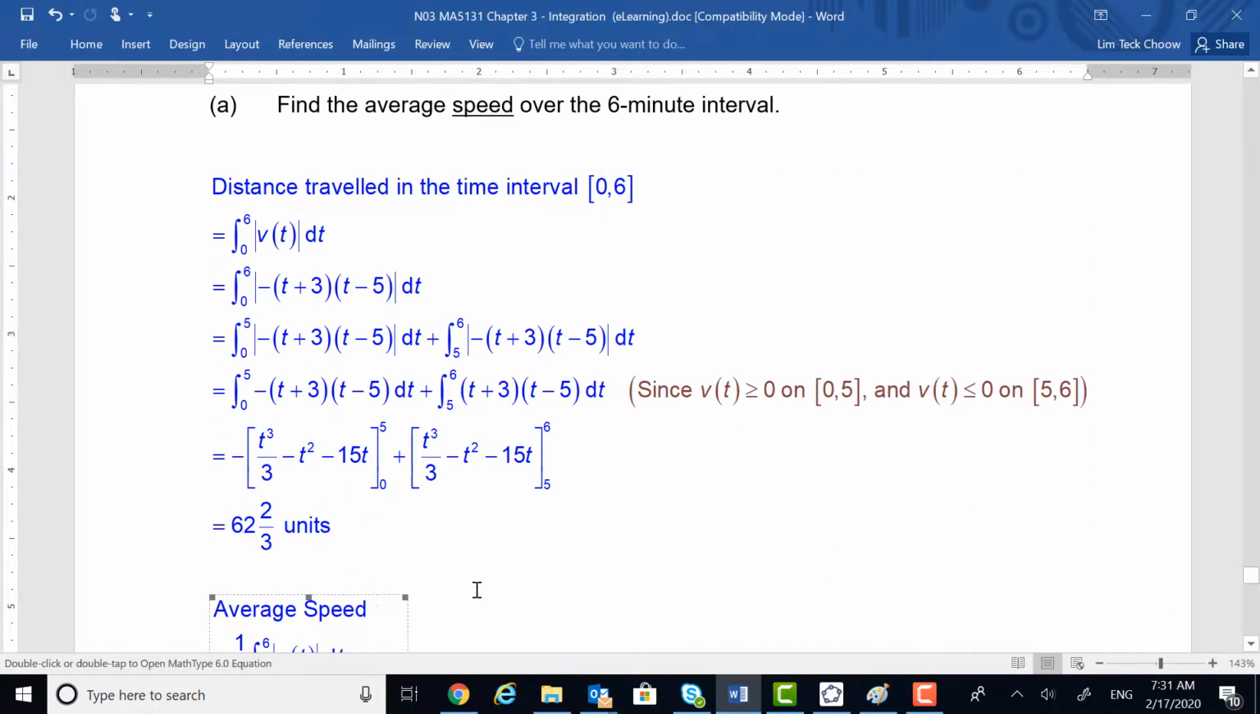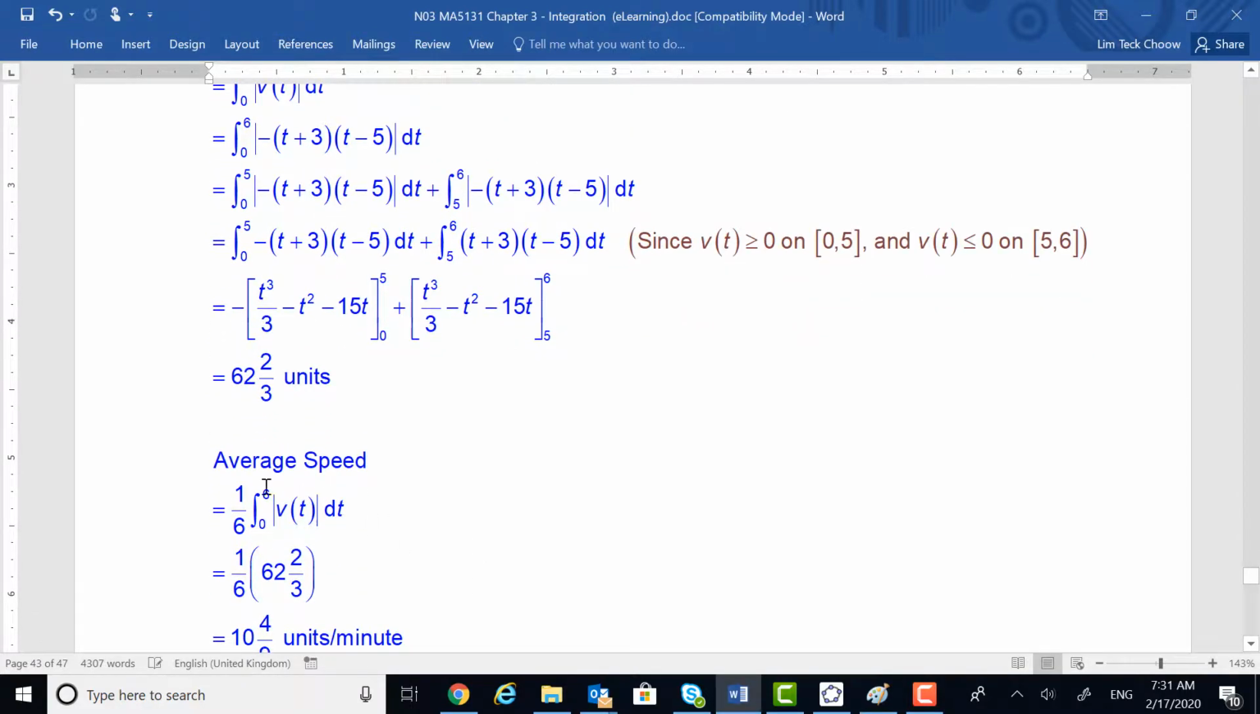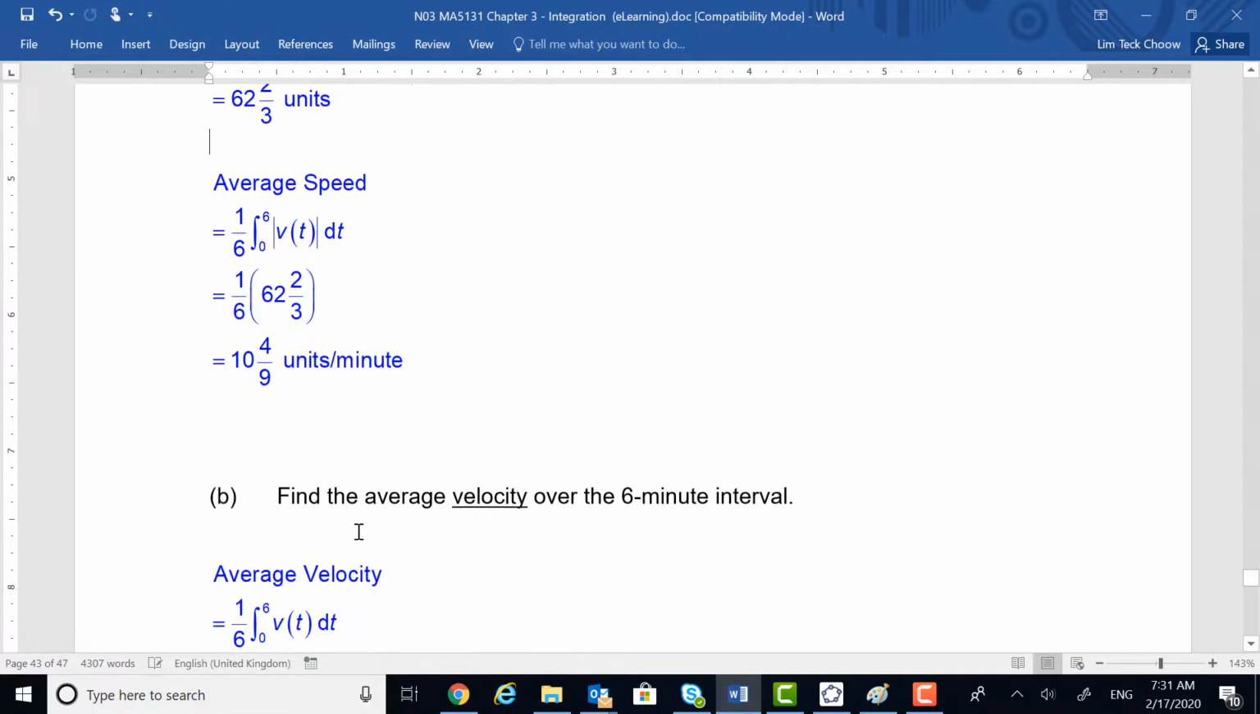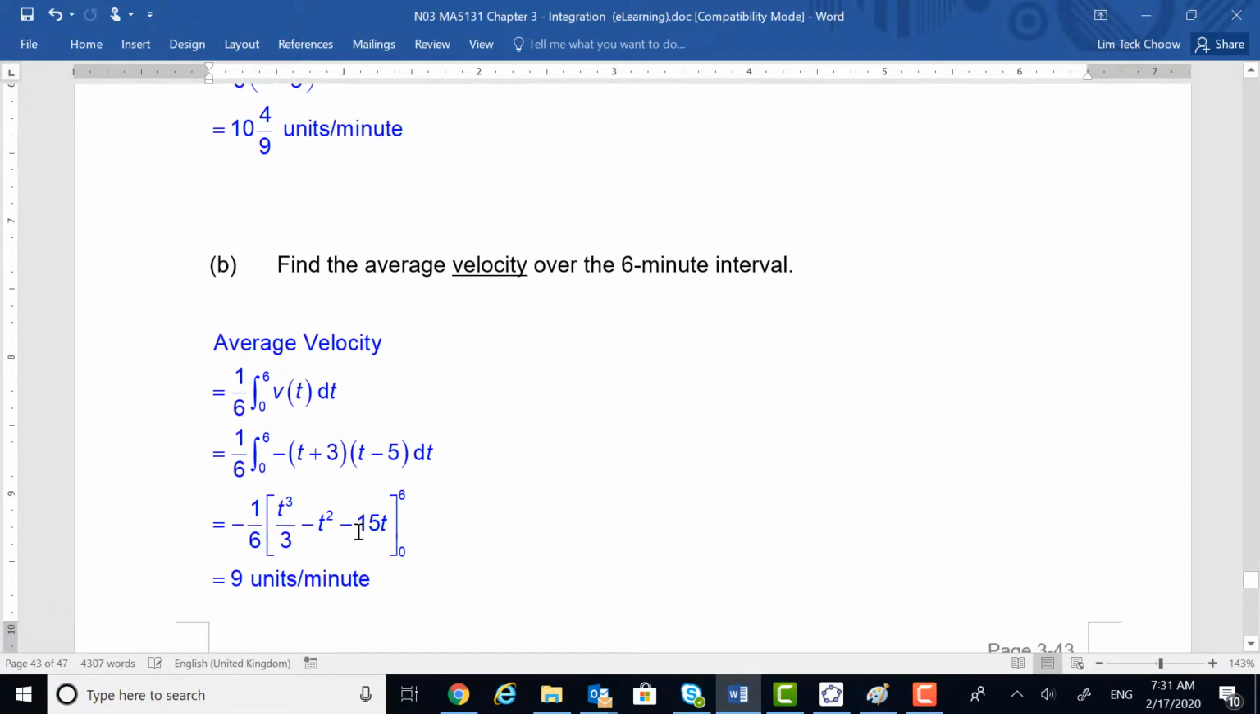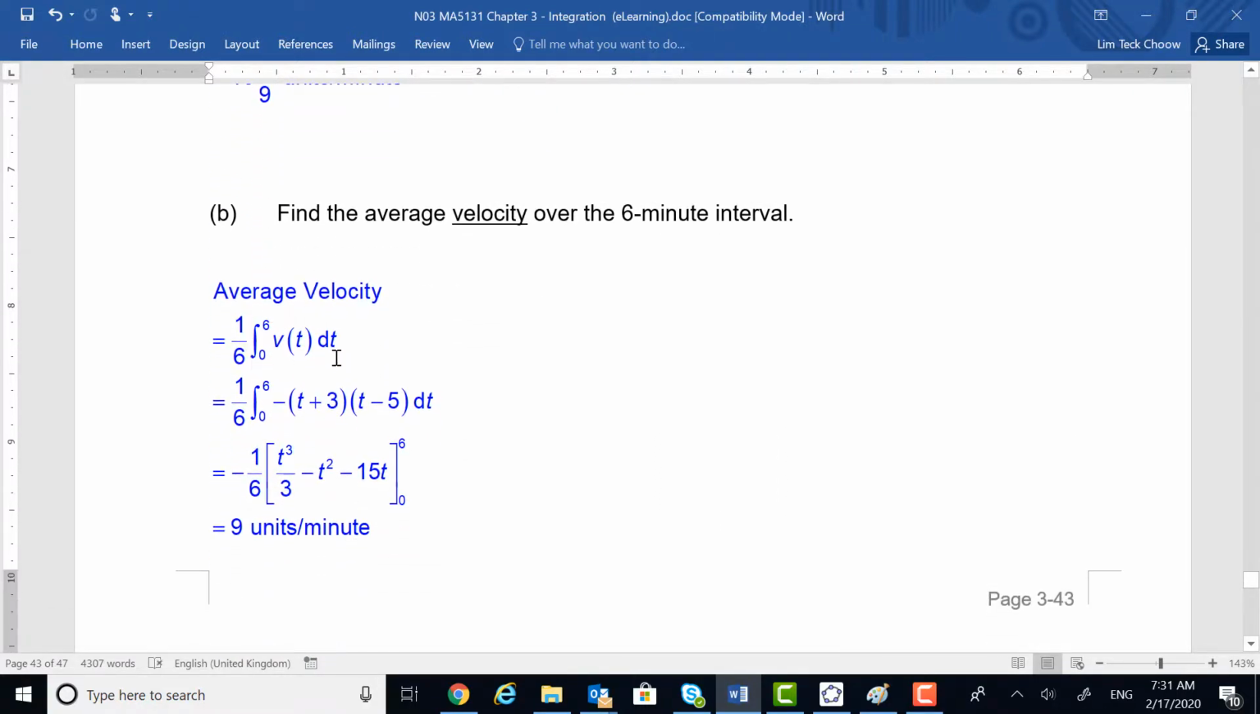To find the average speed, you take the distance traveled divided by the duration, in this case 6. So this is how you get the average speed. To find the average velocity, you integrate the velocity over the duration, then divide by the interval, and this is the average velocity.